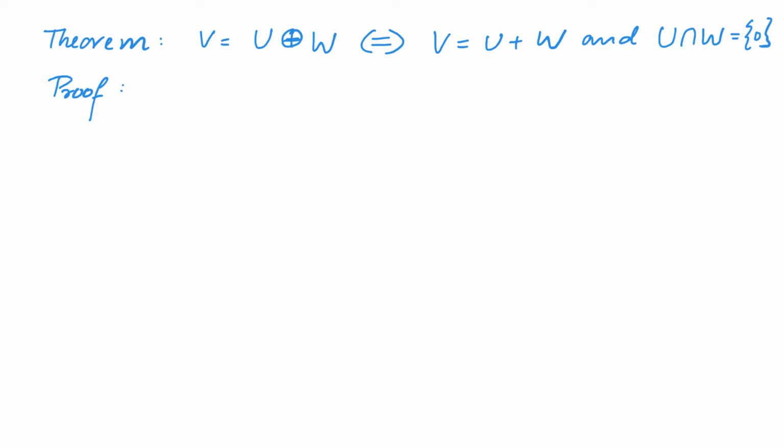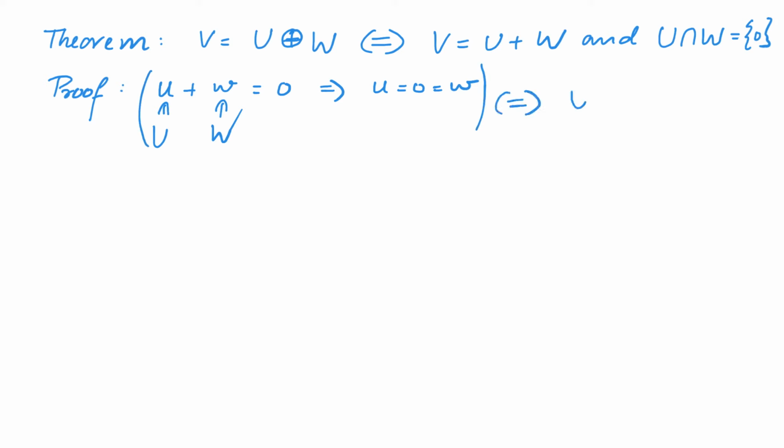As we observe, to prove this, what do we have to show? We have to show that if u belongs to capital U and w belongs to capital W and u plus w is equal to 0, then this implies that u and w are equal to 0. This condition is equivalent to U intersection W is the singleton set 0. This is what we need to prove. We have not proved it, but this is what we need to prove.